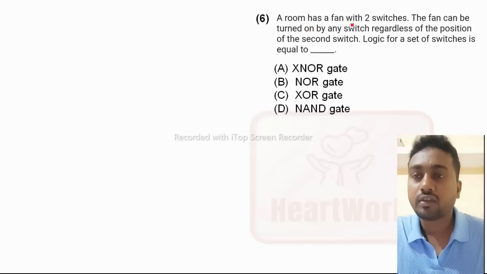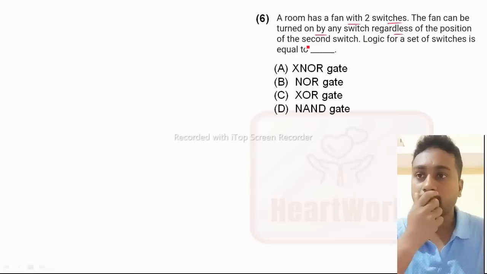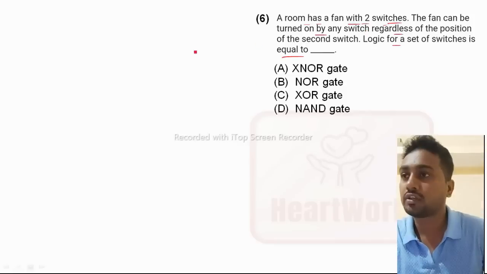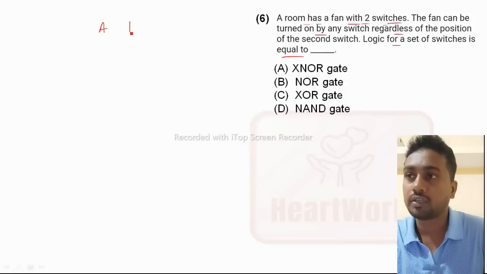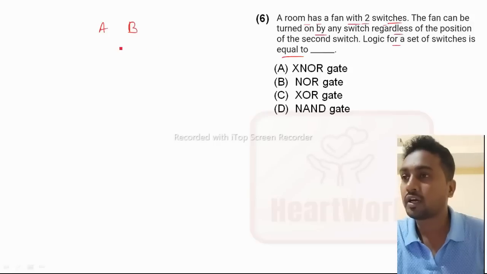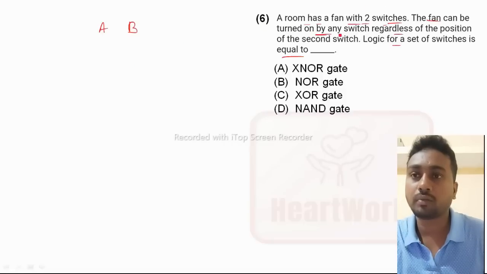A room has a fan with 2 switches. The fan can be turned on by any switch regardless of the position of the second switch. Logic for the set of switches is equal to. Okay, the question is a room has a fan with 2 switches. Suppose A and B, 2 switches are there. The fan can be turned on by any switch regardless of the position of the second switch.